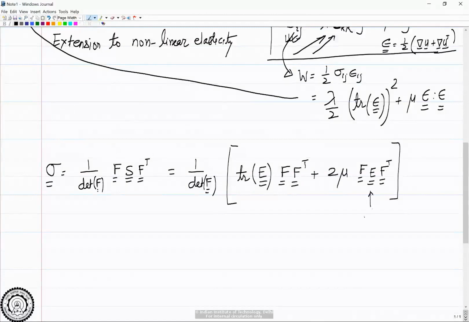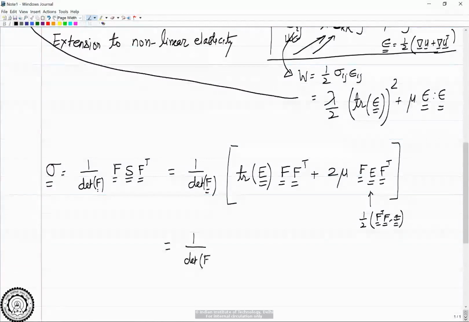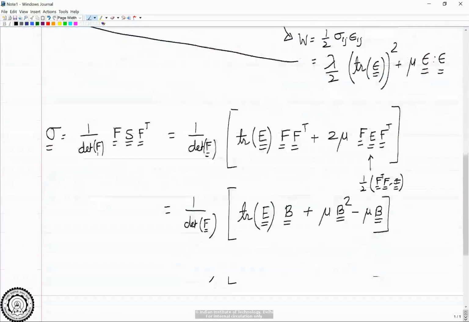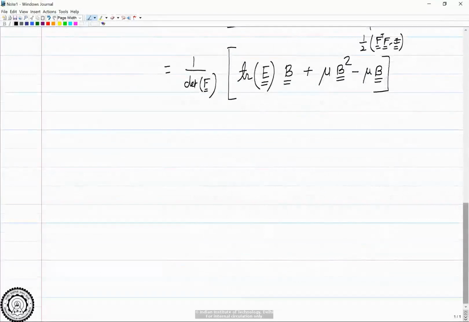Okay, and when you replace E by half of F transpose F minus identity, then it becomes 1 over det F into trace of E, and you see FF transpose is B, isn't it? Left Cauchy green tensor, plus mu into, and when you put this, you get B square, mu into B square, and there's one more, minus mu into B. Okay, so this is what you get for sigma.